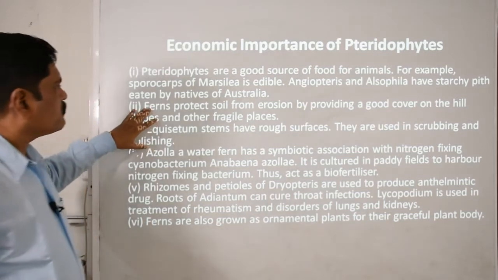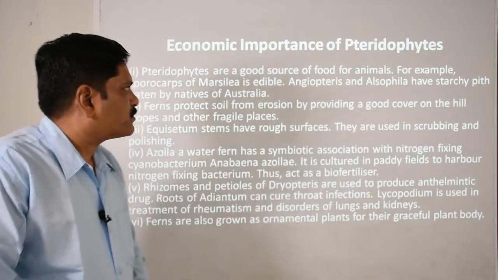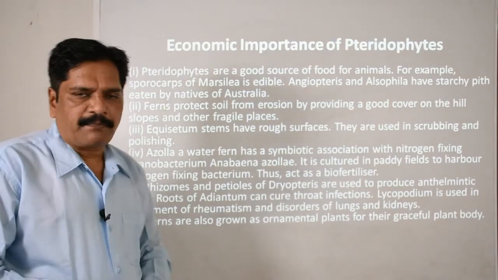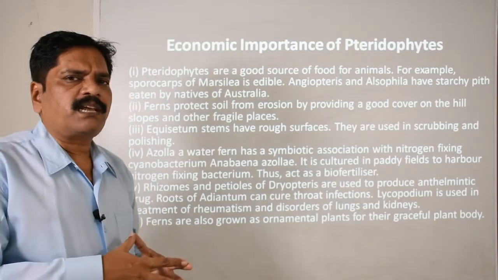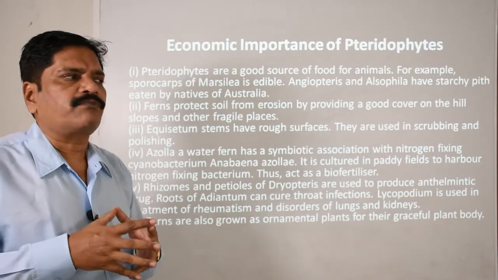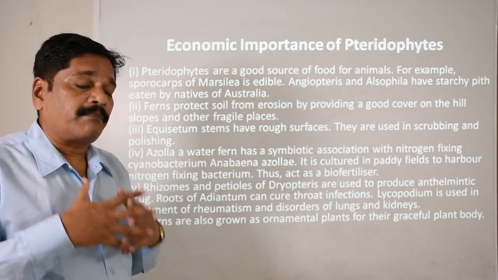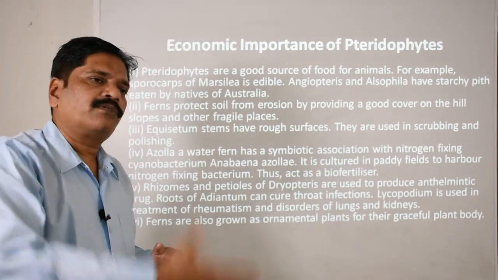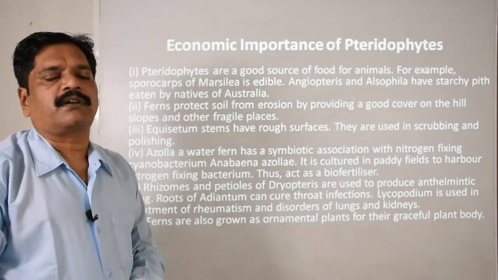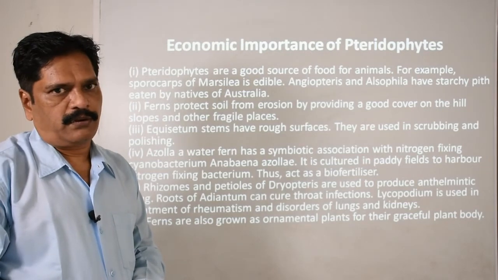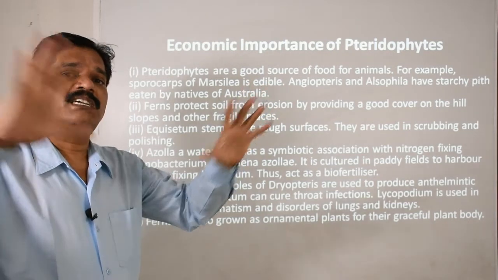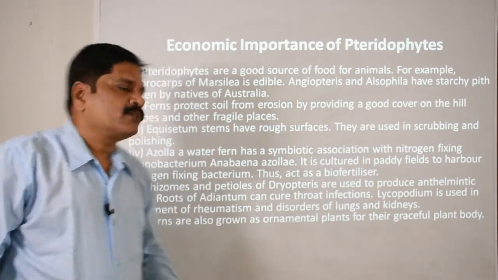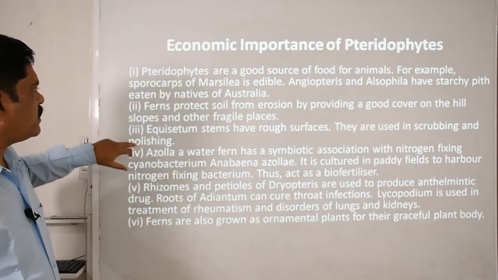Clear? Then the ferns protect the soil from erosion by providing a good cover on the hilly slopes and other fragile places. You can see that these basically grow where the temperature is very low. So they just cover the outer surface layer of the soil, become green in nature, and this way they are also responsible for holding the soil. So this way they protect from erosion.